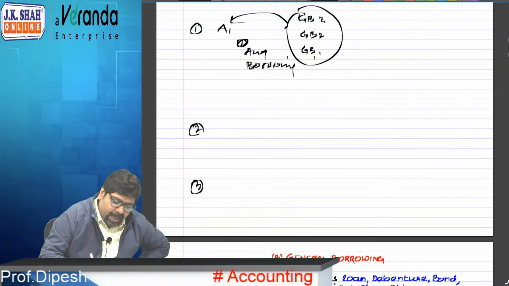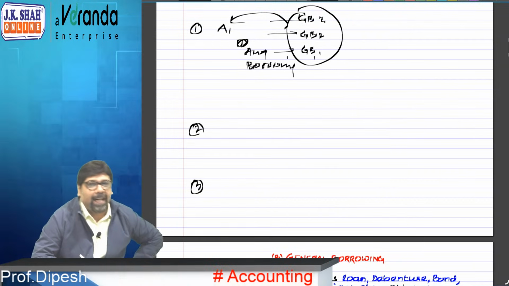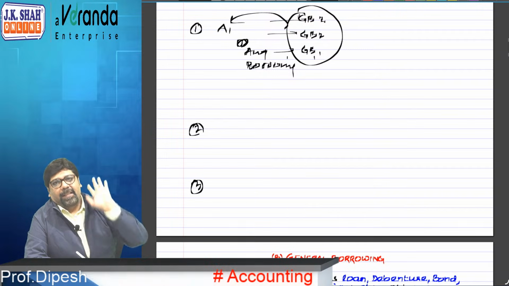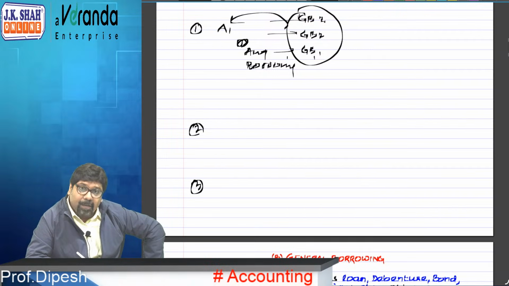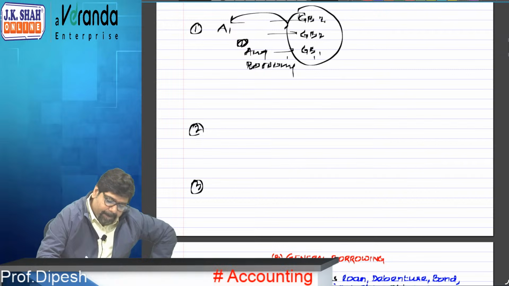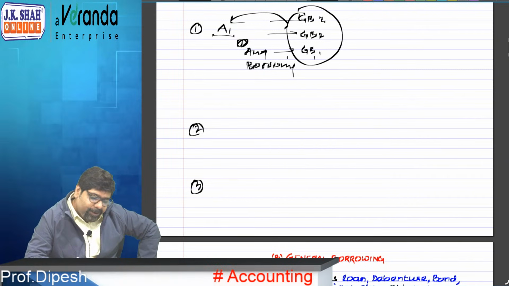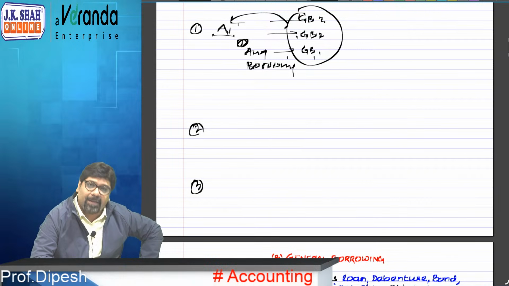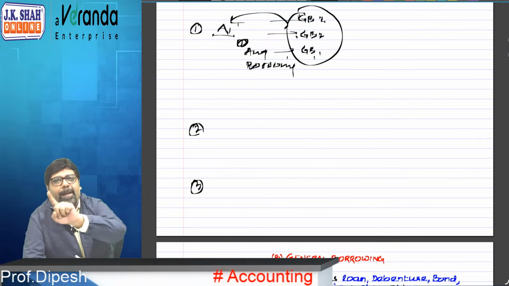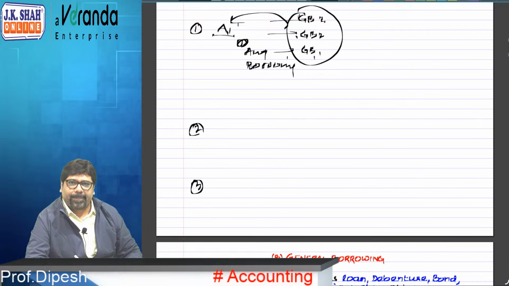I'll assume that I am using money from all 3 loans, and for the rate of interest I'll take the weighted average rate. First thing you understood: you cannot match, you don't have to do one-to-one plotting of borrowings and assets.